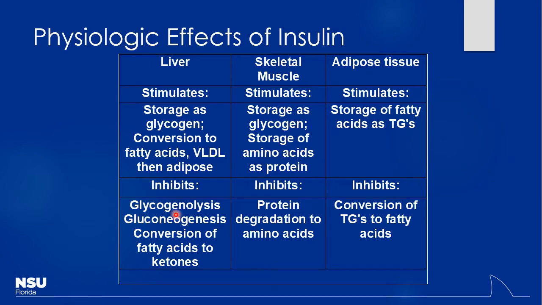Okay, remember what normally stimulates this in the liver? Glucagon, right? Remember, glucagon is going to stimulate glycogenolysis and gluconeogenesis. Insulin is going to have the opposite effect, right? This is a seesaw sort of action you're going to see. In skeletal muscle, typically insulin is going to stimulate storage of glucose as glycogen, and also amino acids as protein. So, is insulin catabolic or anabolic? It's an anabolic hormone, right?